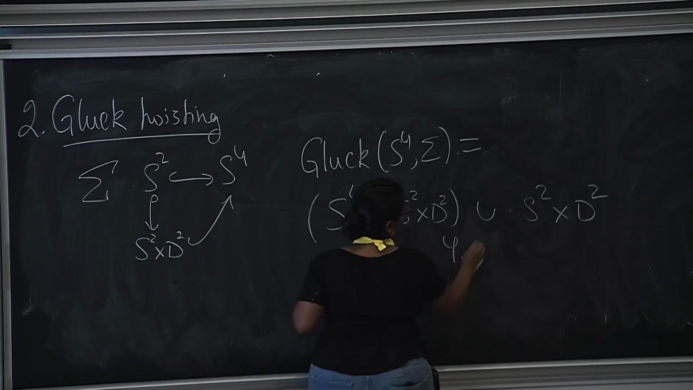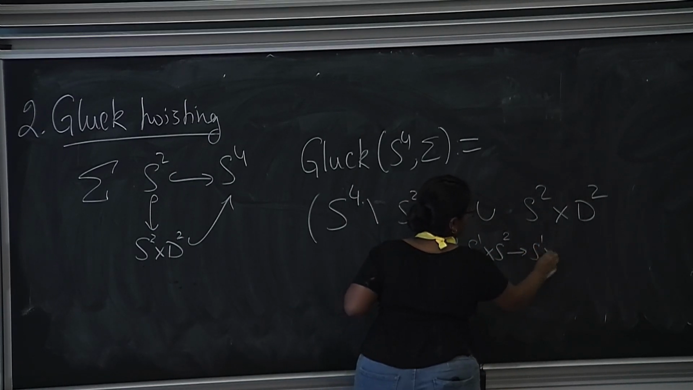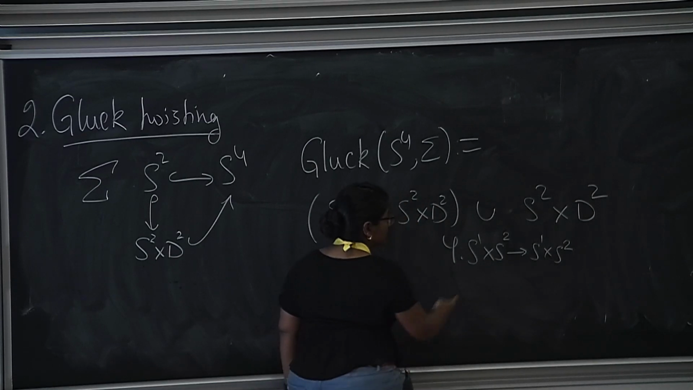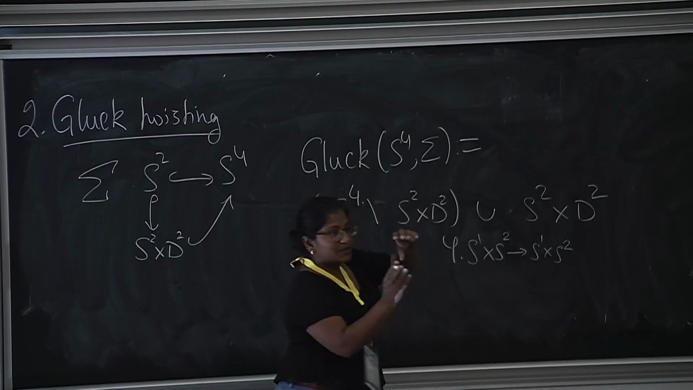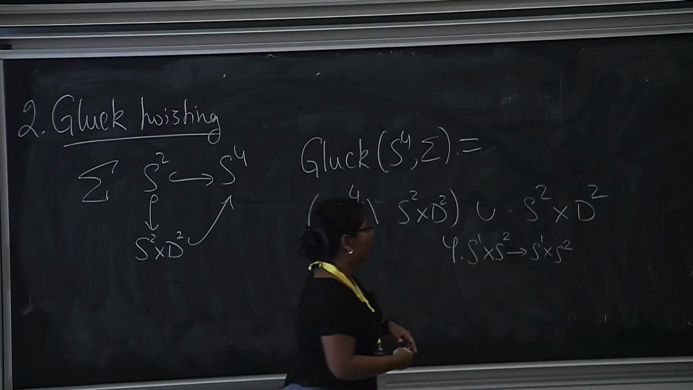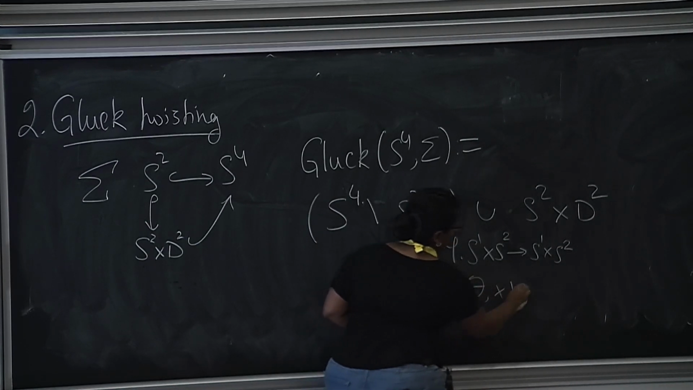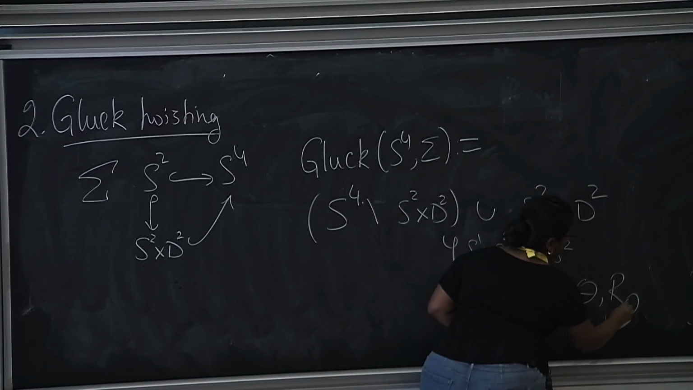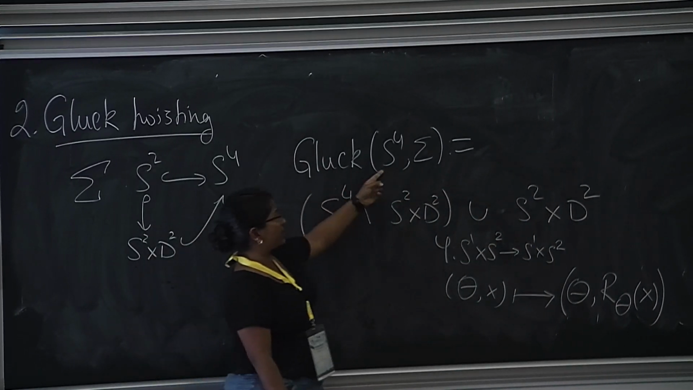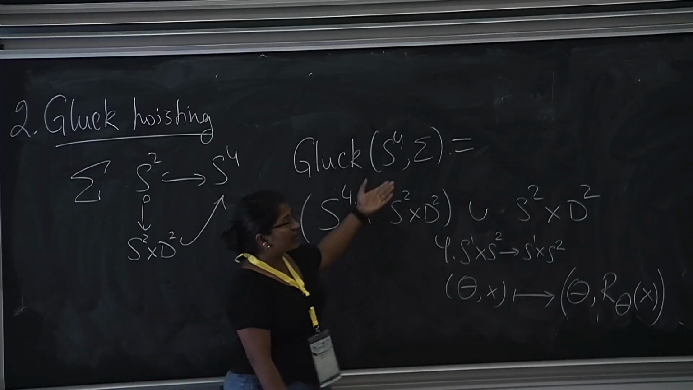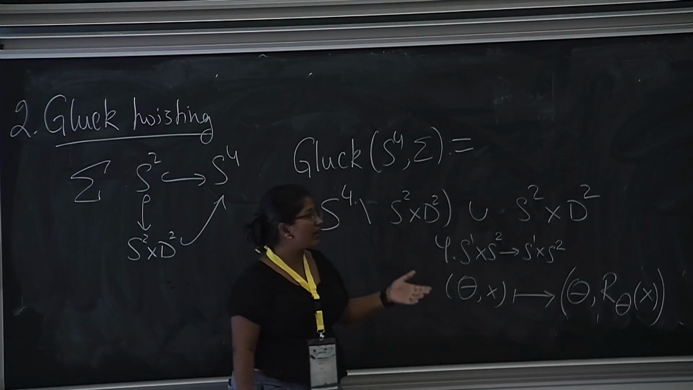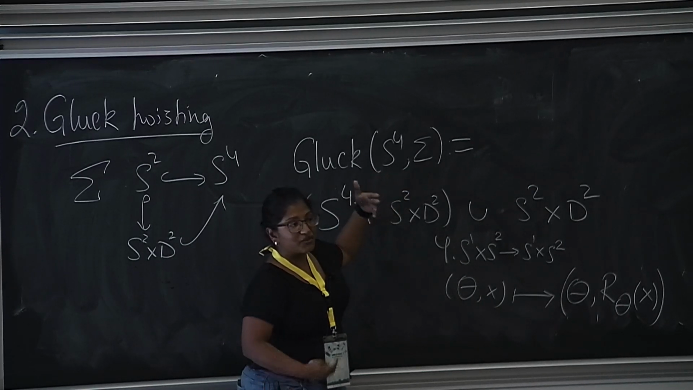In order to do this, I need to tell you how to identify this boundary S1 cross S2 with this boundary S1 cross S2. And I do this so that when I go along that S1, I rotate that S2 all the way around. So in particular, that means that theta comma x goes to theta, rotation by theta of x along some chosen axis. This, by definition, is the Gluck twist of S4 along sigma. And it turns out that this is homeomorphic to S4, but not necessarily diffeomorphic. So it's a very interesting open question whether this could be a method of constructing exotic smooth structures on S4.